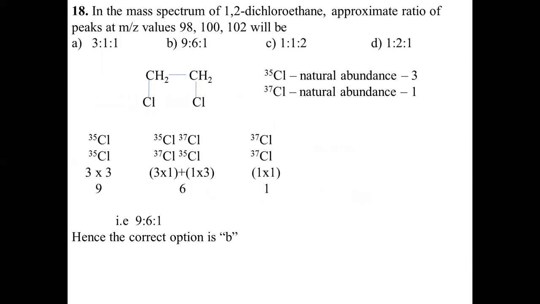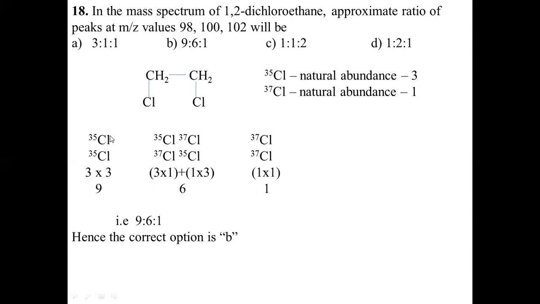Question number 18. In the mass spectrum of 1,2-dichloroethane, the approximate ratio of peaks at m/z values 98, 100, and 102 will be. Now, you have two chlorines. Two chlorines means 98 is the M peak, this is M plus 2, this is M plus 4. So one option is both chlorines are 35. The other option is one chlorine 35, the other chlorine 37. It can be either way, like this. And the third option is both are 37, 37.